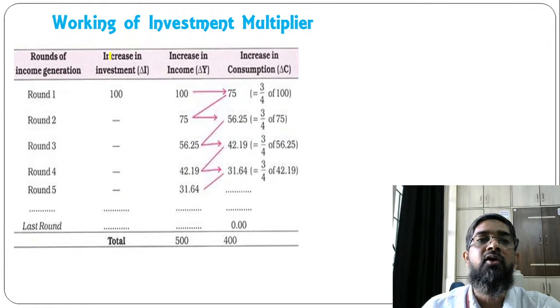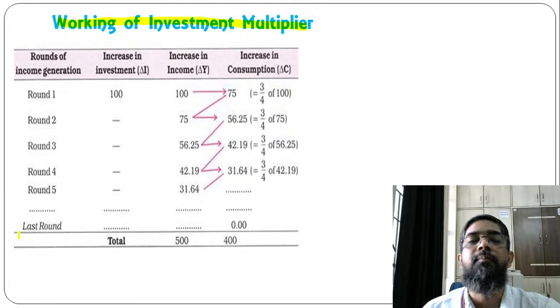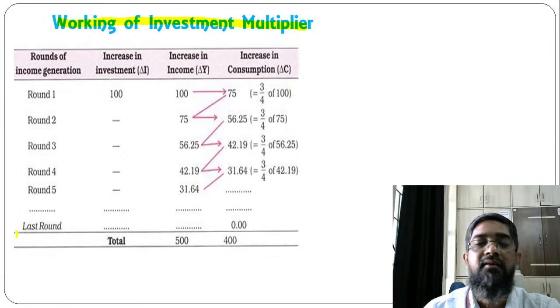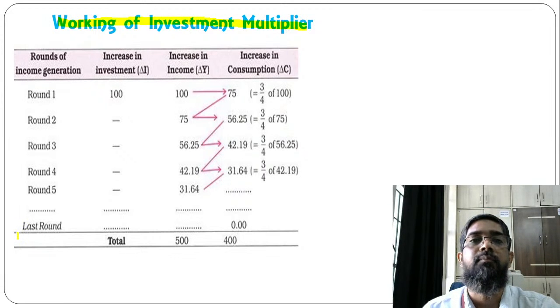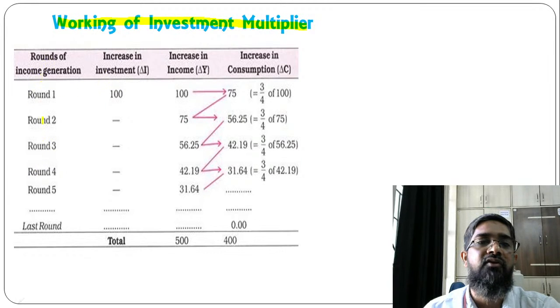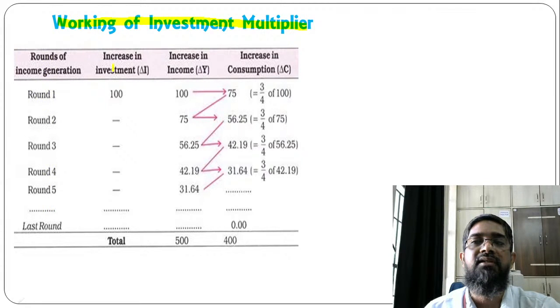Okay, now moving on to the working of multiplier process. How this multiplier works, let us quickly see the working of investment multiplier. Let us assume we have, see in the first column, the rounds of income generation, right? And here we have increase in investment, delta I. Suppose this delta I is equal to 100 crore, right? So with this increase in 100 crore, what will happen?